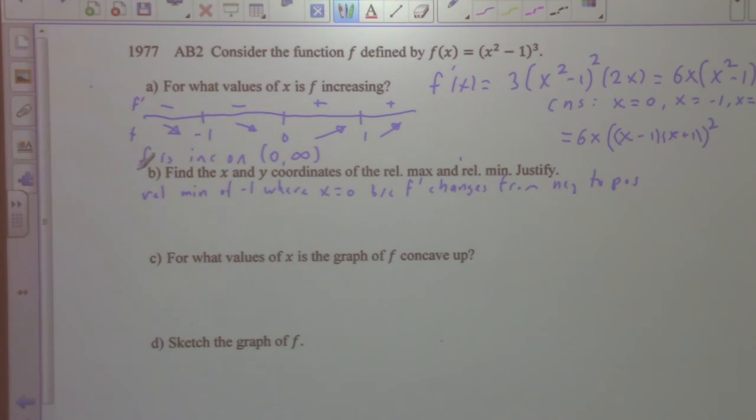Okay, and then I didn't put the justification here, but this one doesn't ask for it, does it? Because f prime is greater than 0. Okay? And then we have, for what values of x is the graph of f concave up? Well, we're going to have to take a second derivative, right? And how would we find that?